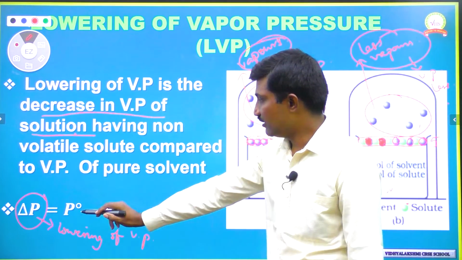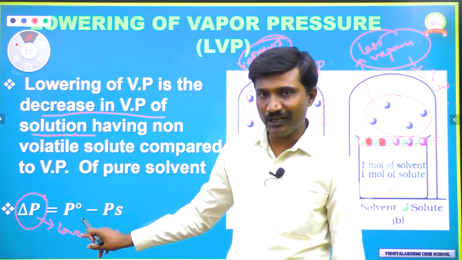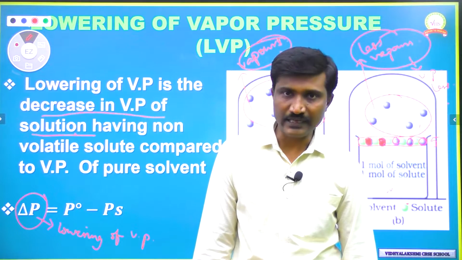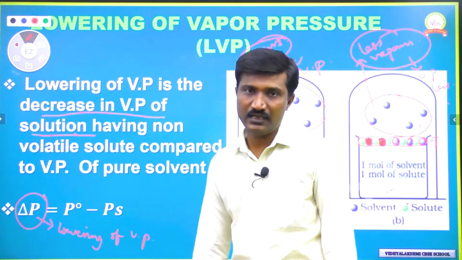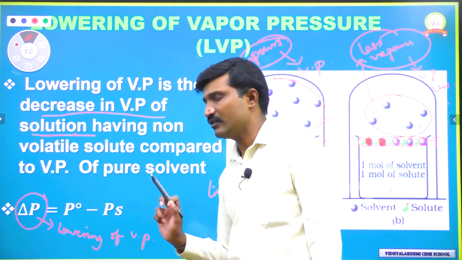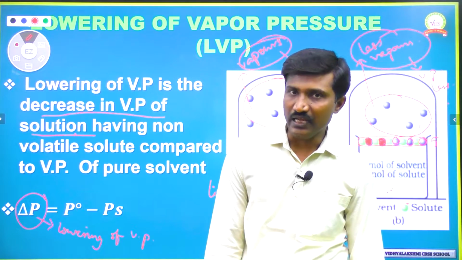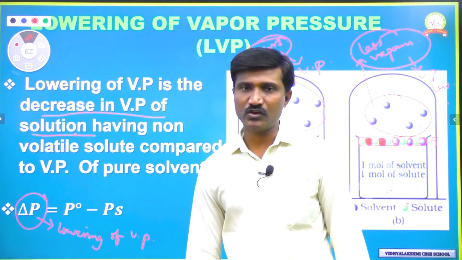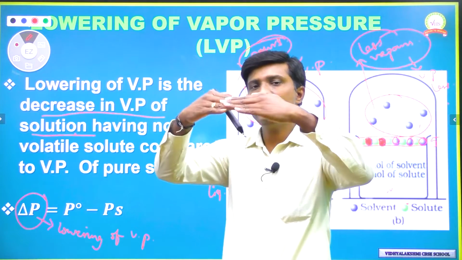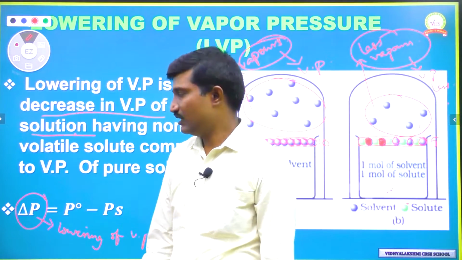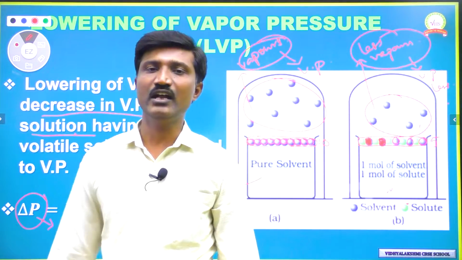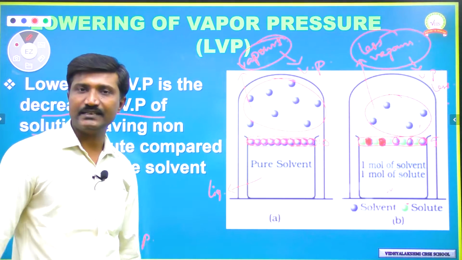Here delta P is written as P naught minus PS, that is, the larger value minus the smaller value. The vapor pressure of the pure solvent is more and the vapor pressure of the solution is less, so the overall value is positive. That means how much the vapor pressure has decreased, that much value we subtract, and that value is the decrease in vapor pressure.